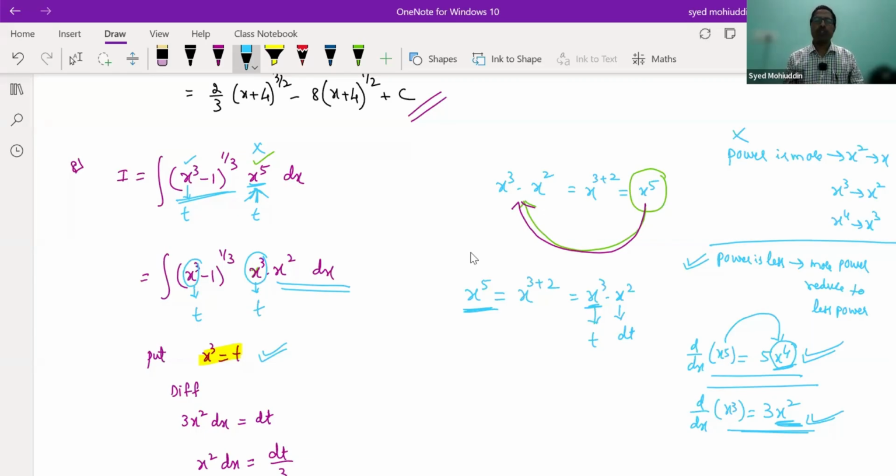So if you want, you can try this one, integral of x square minus 1 whole power of 2 by 3 into, and we take this as x square, which means you have to get this as x cube into dx. You try this one as homework. You'll get an idea on how to adopt this procedure.